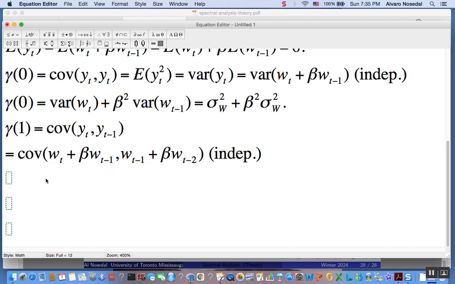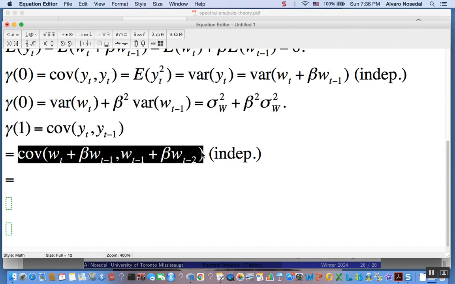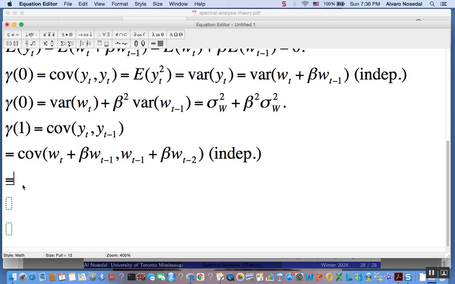And then we're going to have the following. It is going to be just like this. We have the covariance of two linear functions. Let me do the math, and using the independence, we're going to be able to eventually get rid of some of those terms. Okay, so let me write down what we have here. It would be the covariance between wt and wt minus 1. That will be the first term. Agreed?